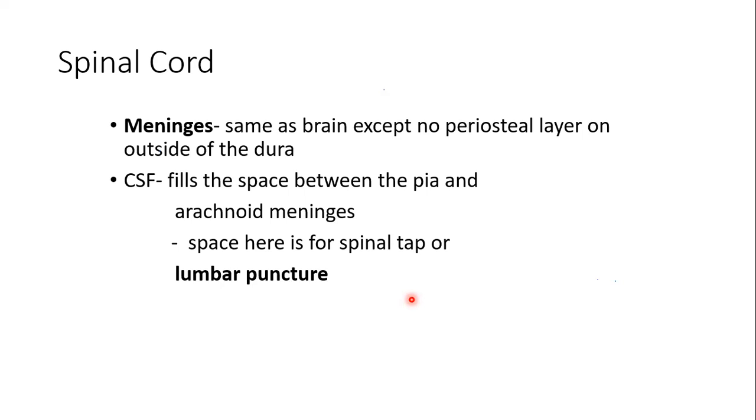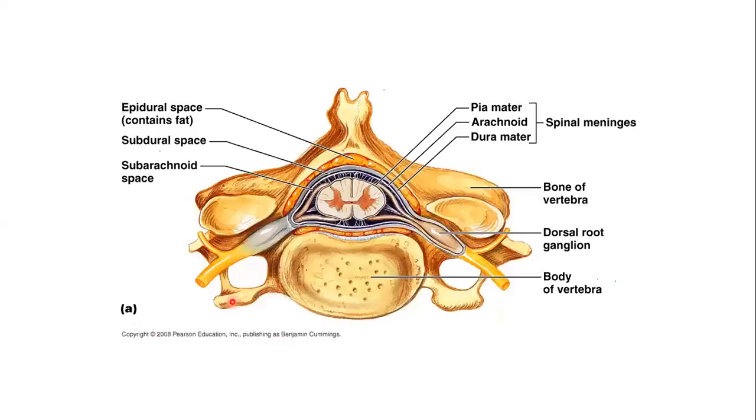The cerebrospinal fluid fills the space between the pia and the arachnoid meninges. We say pia, arachnoid and dura, so it lies between the arachnoid and the pia. This space is the one accessed in a spinal tap or lumbar puncture.